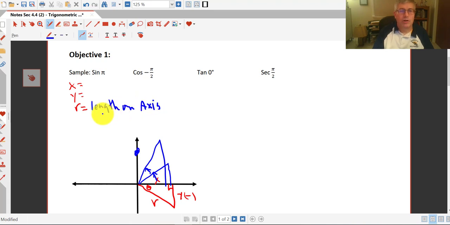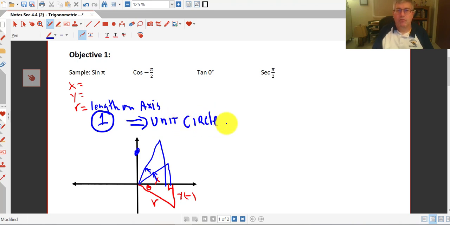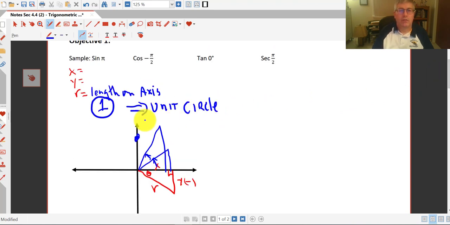Well, what we're going to choose that length to be, we can let it be anything we want, but to make our life easy, it's going to be 1. So again, we can refer to our unit circle here, which is a circle with a radius 1. Well, we can use our unit circle values to evaluate our quadrantals.